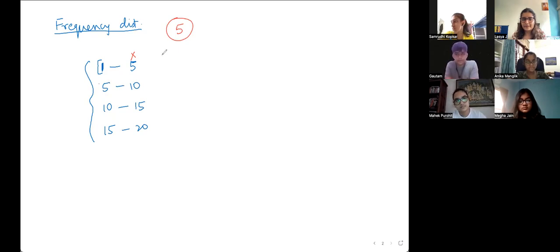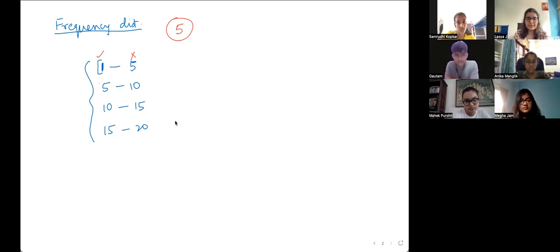Can you repeat? Yeah. So I asked, in the table, if I have the observation 5, where am I going to place it? Megha said it should go in the 5 to 10 group. Yes, Mom, I agree. So the bigger number is excluded, the smaller number is included in this sort of distribution.